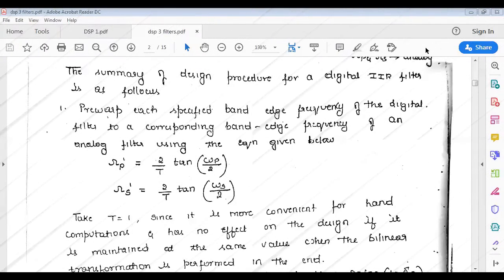The design of your digital IIR filter can be done using transformation techniques. One is called the bilinear transformation technique, and the other is called the impulse invariance transformation technique. And as we know, for designing a digital filter, we will not design it directly. The first thing is we'll design an analog filter, then we'll convert it into a digital filter.